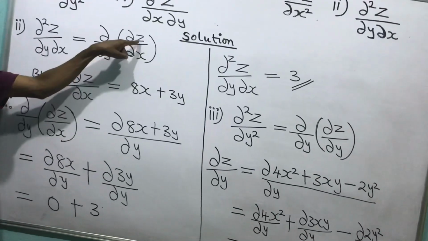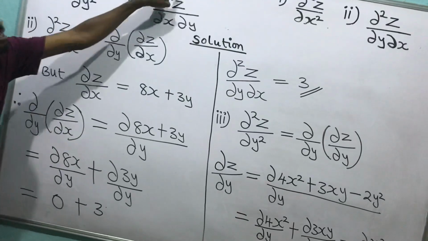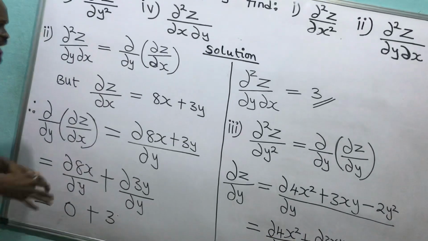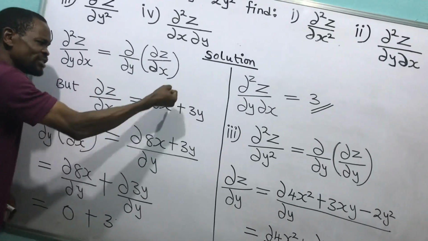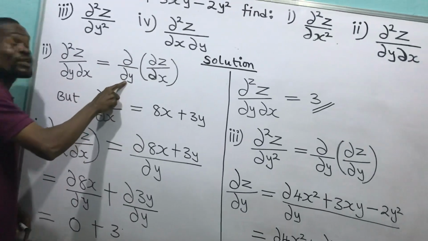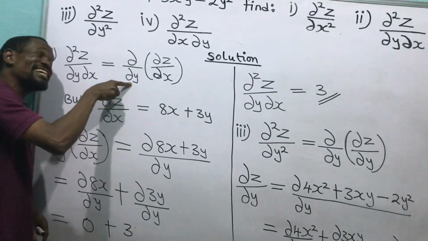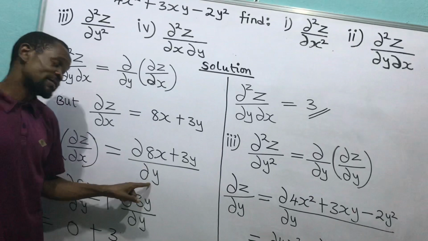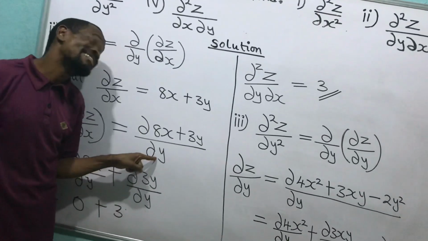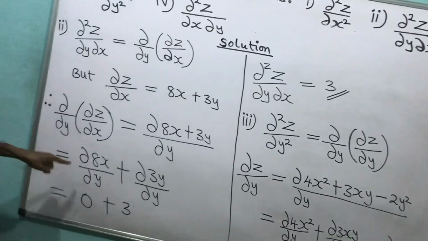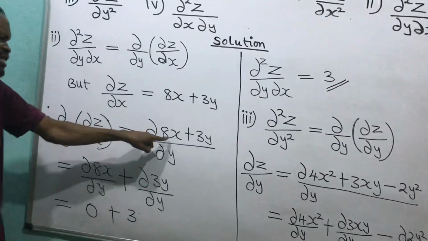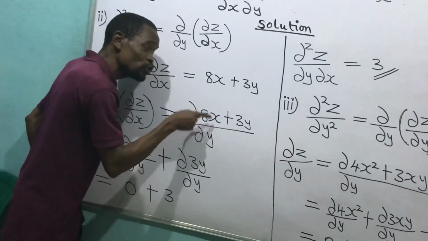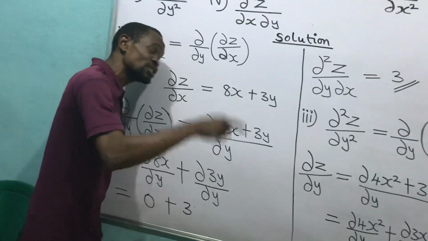The first time, I differentiate z with respect to x, and we have 8x plus 3y. Then after I've done that, I retake the result and differentiate it with respect to y. We are doing the second derivative of this with respect to y. What does it mean? It means any term that doesn't contain y is a constant, and when we differentiate it, it's going to be 0.